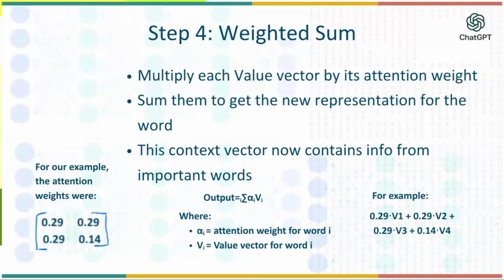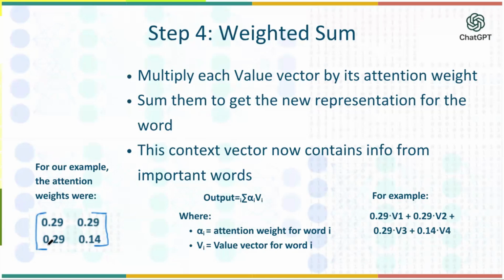Now let's move on to step 4. After softmax, we now have attention weights for each word. These weights tell us how much each word should contribute to the final representation of the target word. The next step is to take a weighted sum of the value vectors. Here's how it works.